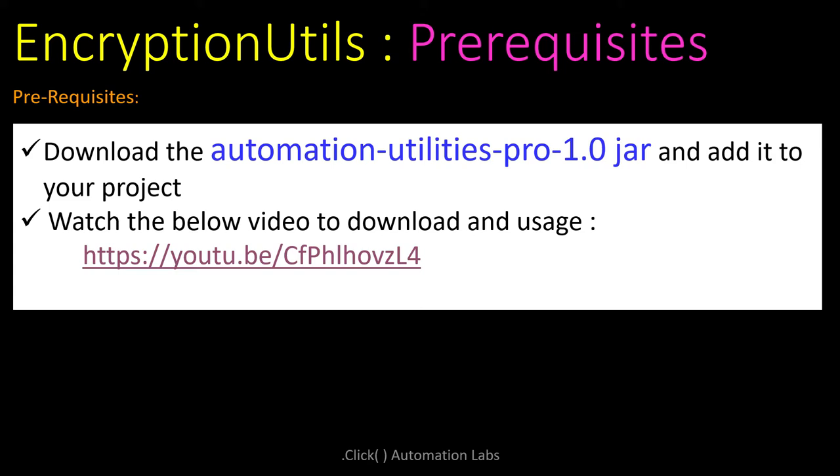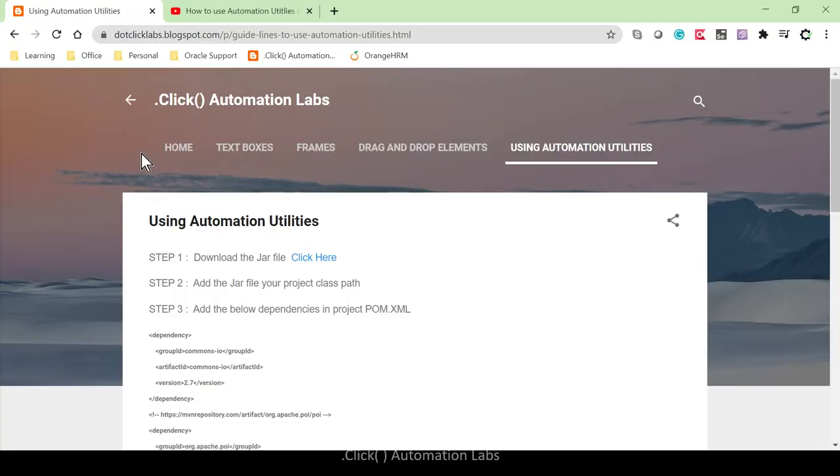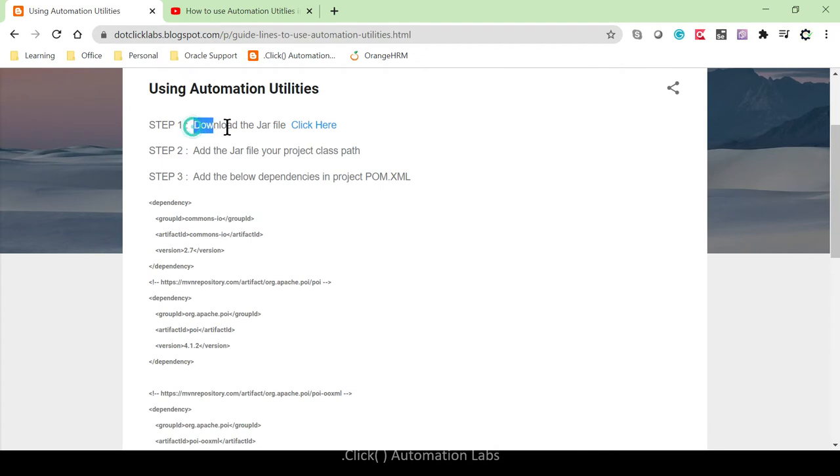And to know from where you want to download and how to configure this in your project, please watch this video. If you search in YouTube with Selenium utility how to use, you will see the .click Automation Labs channel. In that series, you can see this particular video. Also, I can show you from where you can download these resources. You can refer to this blog at labs.blogspot.com and go to this particular link, where I have listed where you can download the jar. Click on this, then the jar will be downloaded to your computer.